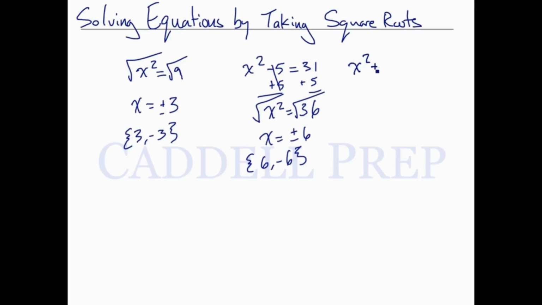It's possible that we get one that doesn't work out so well. So x squared plus 7 equals 14. Subtract 7 from both sides, and we have x squared equals 7. Then we do the square root, and we get x equals positive or negative radical 7. We can't do the square root of 7, so we can leave it as radical 7 and negative radical 7.